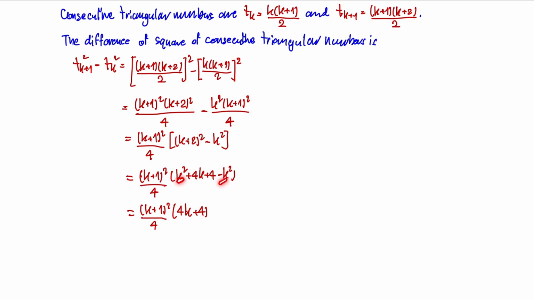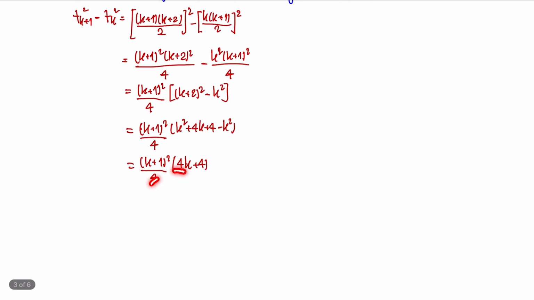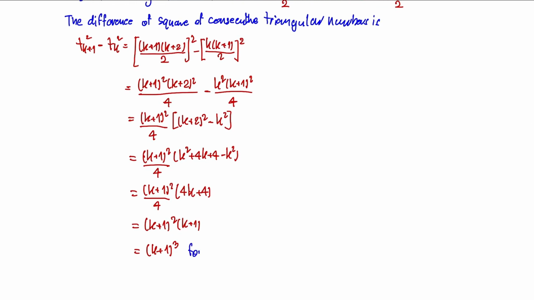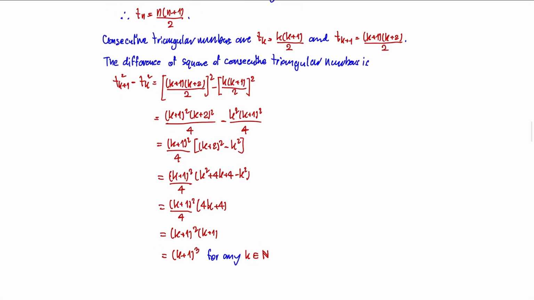Okay, k squared minus k squared we cancel, and the number 4 we cancel this number 4, so it turns out to be (k plus 1) squared times (k plus 1), which is (k plus 1) cubed. That's it. And you can plug in any integer k, right? So this shows that the difference of squares of consecutive triangular numbers is cubic. Okay, great. This is cubic.